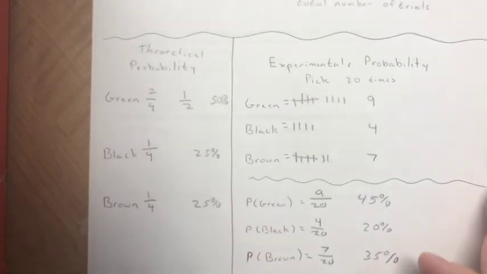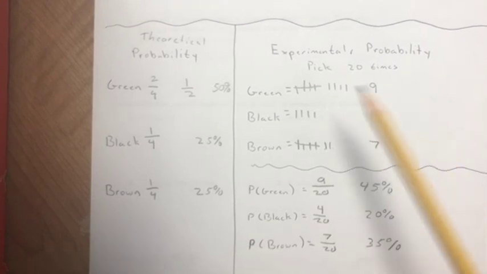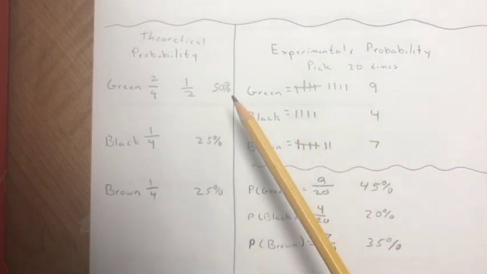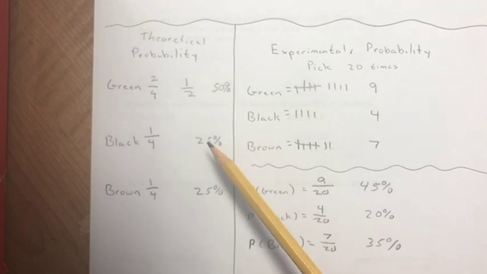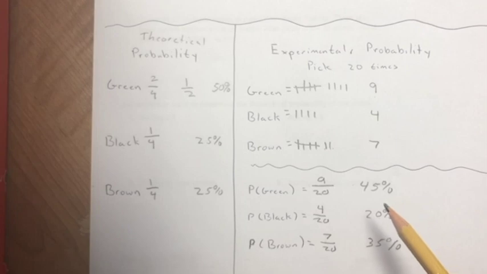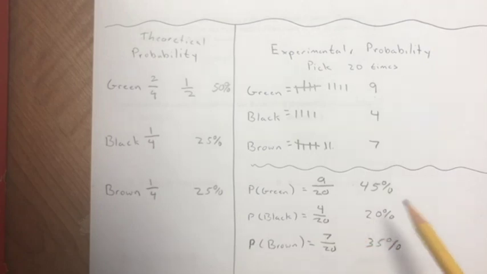Sorry, I went off screen there. But I want you to look at it. So this was my theoretical probability: about 50% of the time I'm going to get green, and a quarter of the time I'll get black or brown. And if we look at this, it's pretty good. I don't know, your numbers may be different. Maybe yours were just slightly higher or lower than mine.